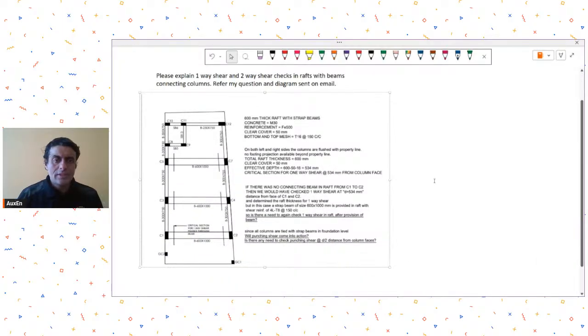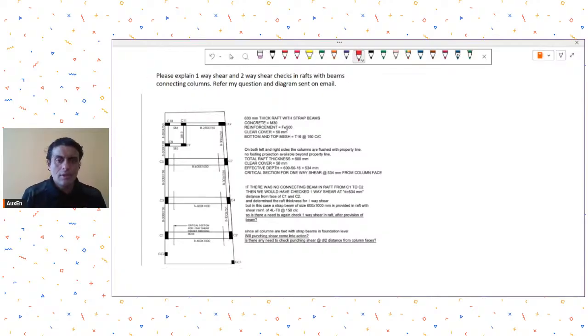So he is saying he has a 600 thick raft with strap beams. So this is his raft, and these are the beams that you can see. Reinforcement is this bottom mesh, and top mesh is this. On both left and right sides, the columns are flushed with property line, on all the left and right edges. Total raft thickness is this, cover is this, effective depth is this, critical section is this.